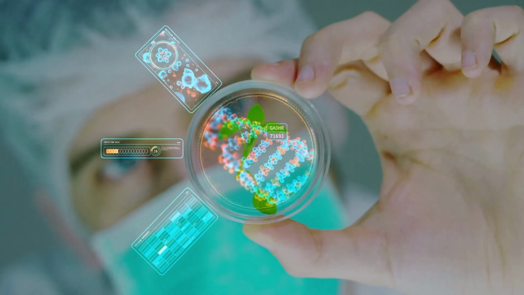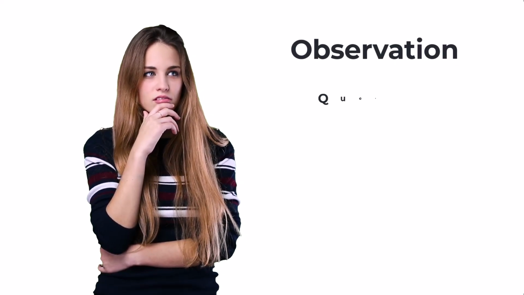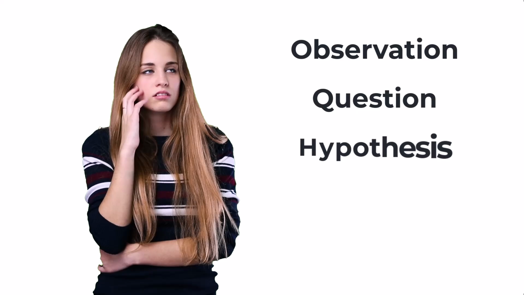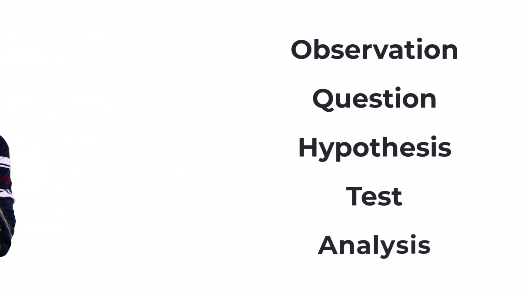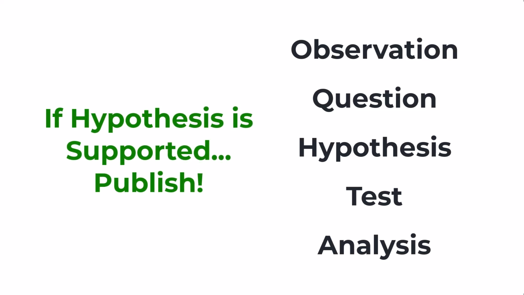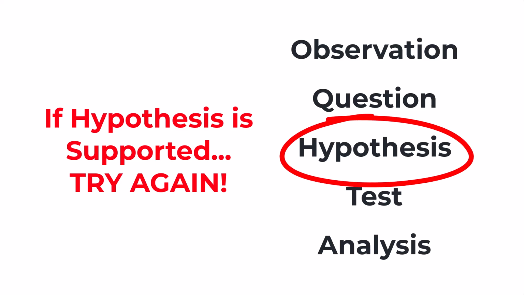one can test. Typically, the scientific method has the following steps: observation, ask a question, propose a hypothesis, test the hypothesis, analyze results. If the hypothesis is supported, the results should be published and shared with the scientific community. If the hypothesis is not supported, it is best to try again with a different hypothesis.